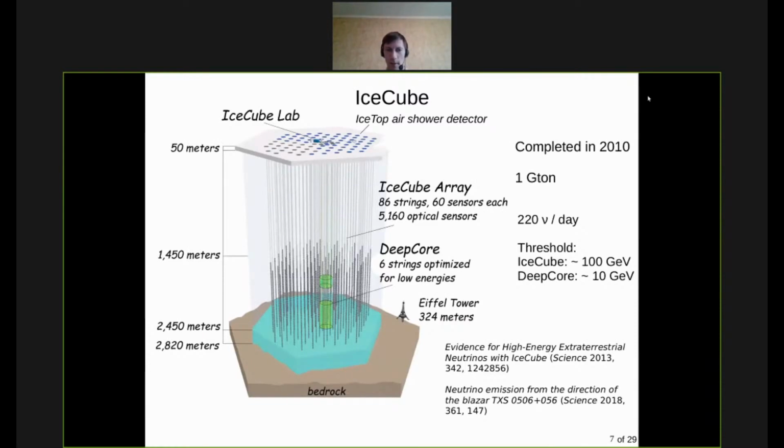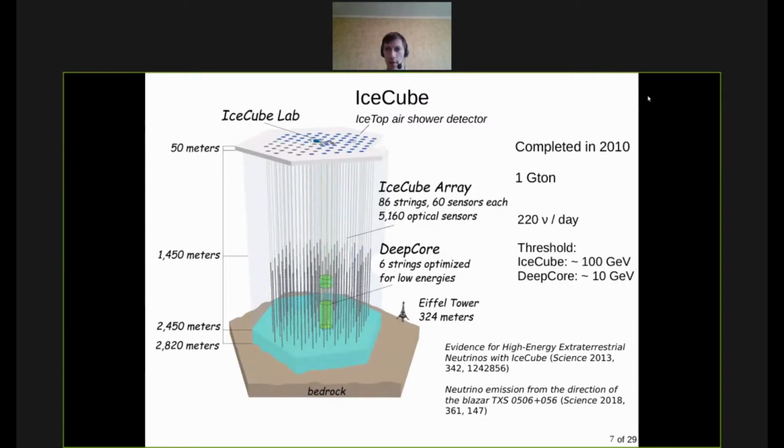So IceCube is, as I said, a cubic kilometer detector. It consists of about 5,000 optical modules installed at depths between 1,500 and 2,500 meters in the ice, in transparent Antarctic ice. Besides the main array, there is also the so-called DeepCore, which is an additional dense core for neutrino oscillation studies. And there is also an air shower detector on top of the ice.